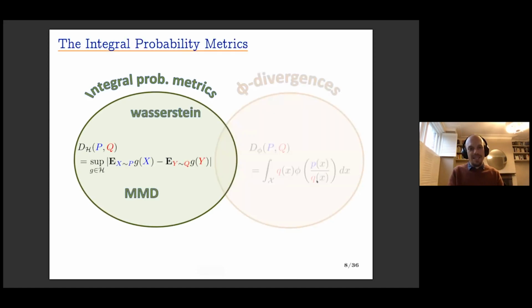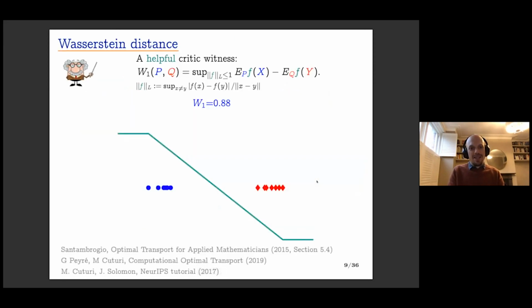Let's spend a little bit of time, but not too much, on the integral probability metric side before returning to the phi divergence side. Wasserstein distance is one very popular class of critic measures for distributions P and Q. What is the class of well-behaved functions that a Wasserstein distance uses? It uses the class of functions whose Lipschitz norm is upper bounded by 1. So I'm saying, find me, within all of the functions whose Lipschitz norm is upper bounded by 1, the function that maximizes the difference in expectations under P and Q.